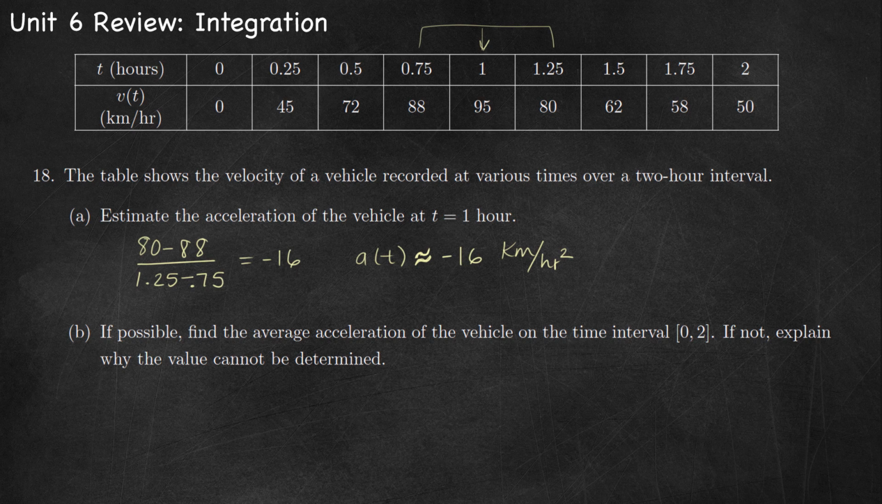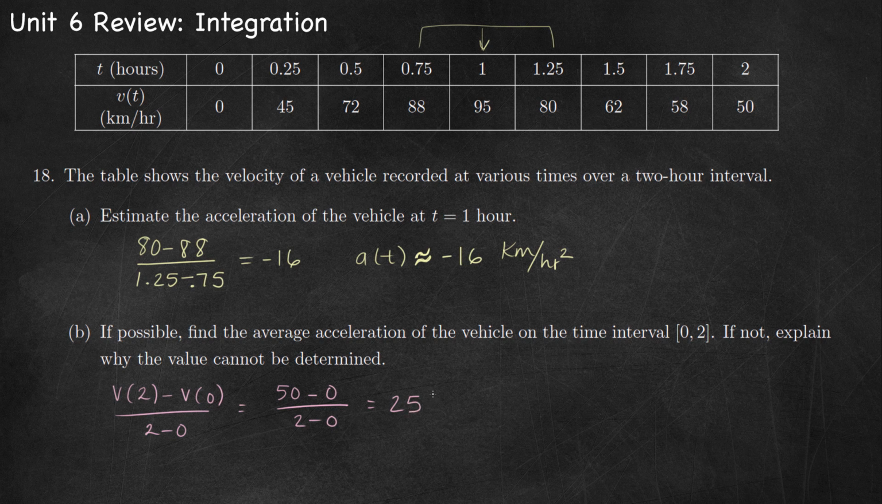Part B, if possible, find the average acceleration of the vehicle on the time interval 0 to 2. If not, explain why we can't determine that. The average acceleration is the change in velocity over the change in time. Average acceleration would be v of 2 minus v of 0 over 2 minus 0. So v of 2 we can read from the table. V of 2 is 50. V of 0 is 0. And then over 2 minus 0. 50 over 2 is 25.